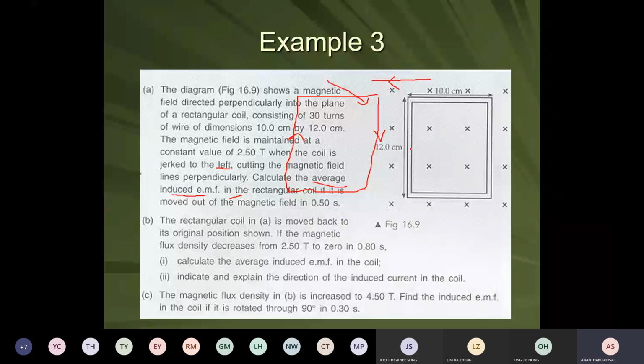So use the right hand grip rule. Put your fingers along this wire, and with the right hand grip, your thumb must point into the page. So yes, your current should flow clockwise. Very good. Those who got clockwise, good, correct idea. Okay, now think about B.